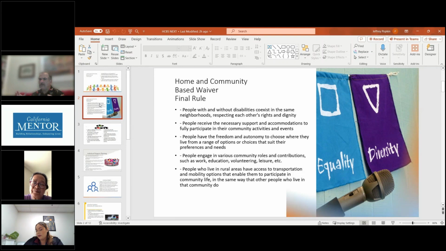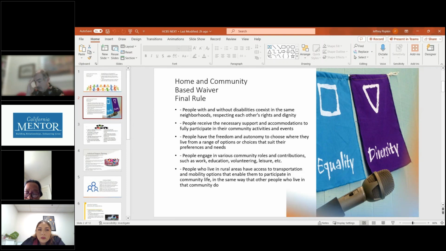No, let's try to figure out a way, or maybe take him out someplace where there are fewer people, where it's quieter, or figure out some way to get this individual into the community, and not just use, again, the disability as a reason not to provide a level of services. People have freedom and autonomy to choose where they live from a range of options and choices that suit their preferences and needs.